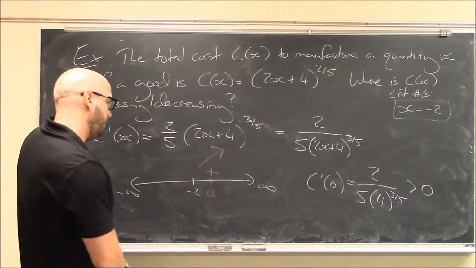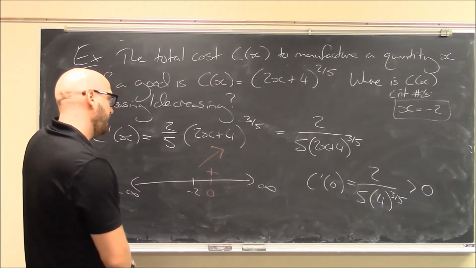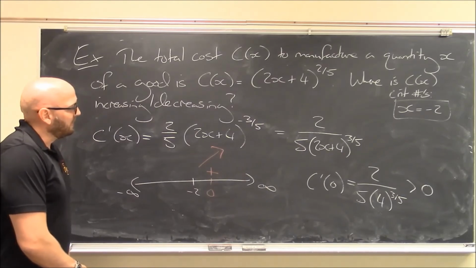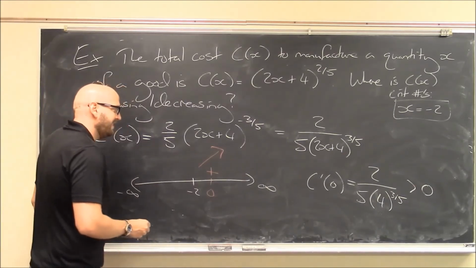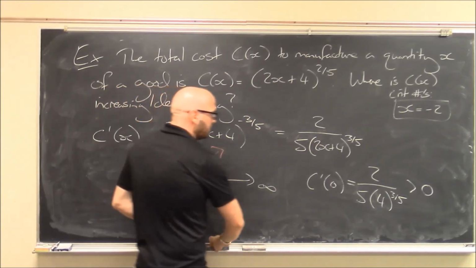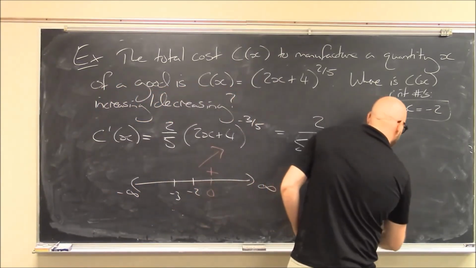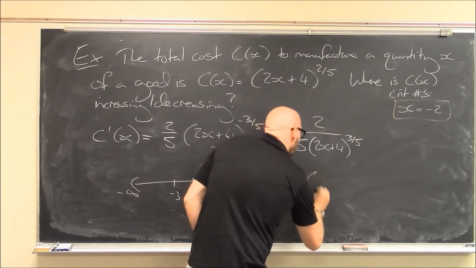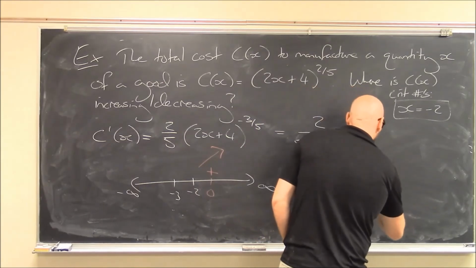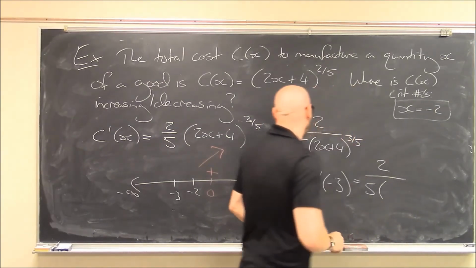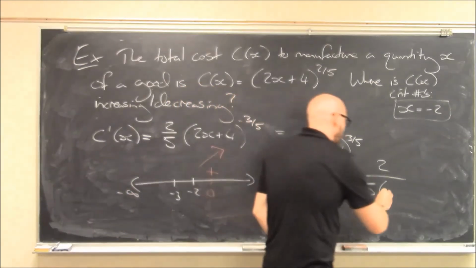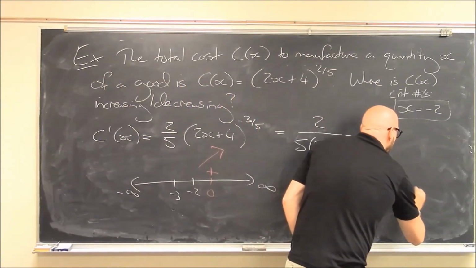What now? Now we'll plug in another number. I'm thinking we can just think about this as a huge negative number. Doesn't really matter. We'll just plug in minus 3. Okay, so minus 3. The derivative at minus 3 is 2 over 5 times, plugging in minus 3, we've got minus 6 plus 4, which is negative 2, to the 3/5.